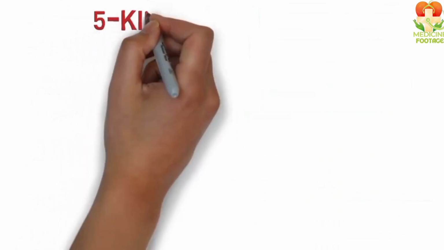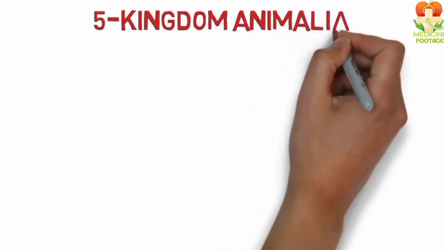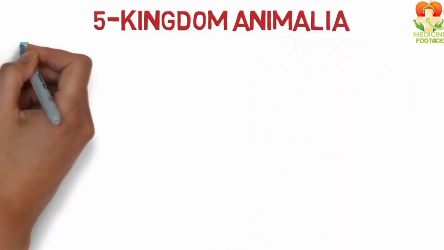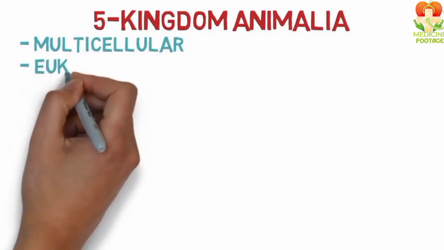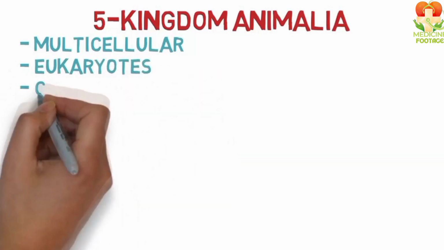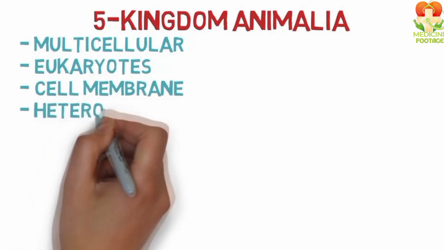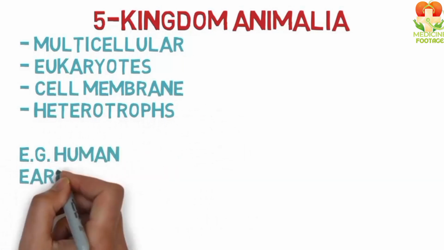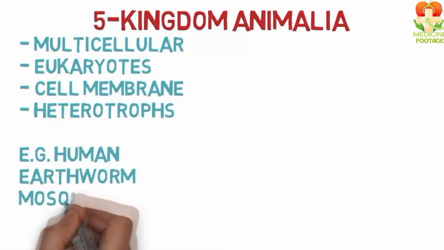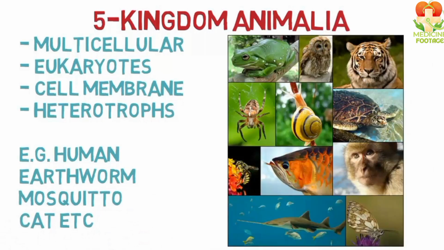The last kingdom is Animalia. The kingdom Animalia includes animals. In this kingdom, living beings are multicellular. The organisms in this kingdom are eukaryotic, and their outer boundary is a cell membrane. They are heterotrophs. There are many examples of this kingdom, including humans, mosquitoes, cats, dogs, monkeys. All of these belong to the kingdom Animalia.